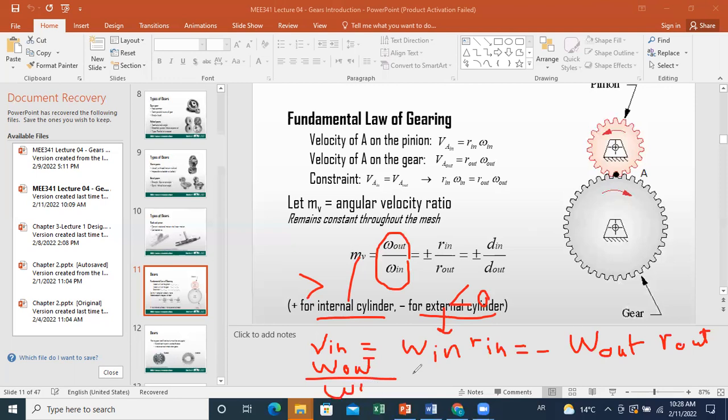r in over r out. While if I take an internal cylinder configuration, the only difference is that instead of minus, it's plus. And you know that the radius and diameter are proportional, so it is also equal to the ratio of diameters. So here you have the plus for internal configuration and the minus for the external one. To distinguish between these two, we take mv as the ratio of the algebraic values of angular velocity.